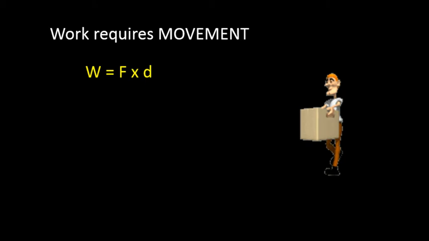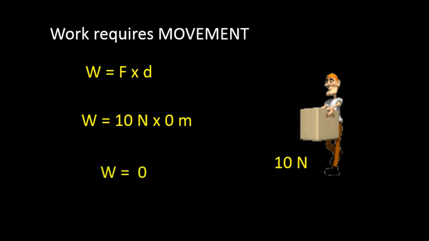So the man here is holding a box, but he's not moving anywhere. And although he is using a force to hold up that box, because he's not traveling anywhere, there is no work. So if we plug that information into the formula, work is going to equal the 10 newtons it takes to hold the box, multiplied by a distance of 0 meters. And so when we multiply that out, of course, work equals 0.